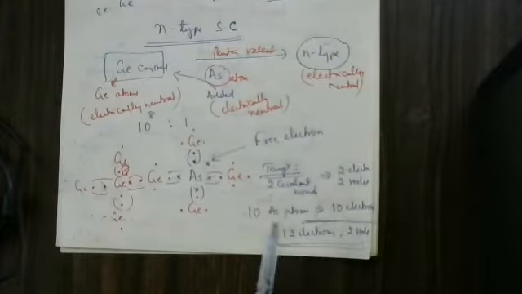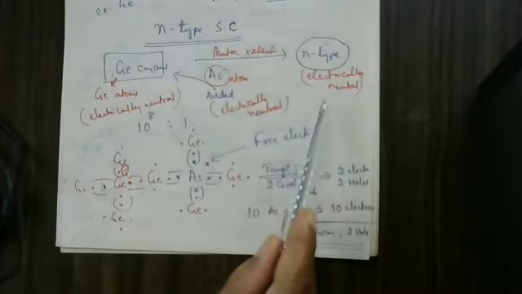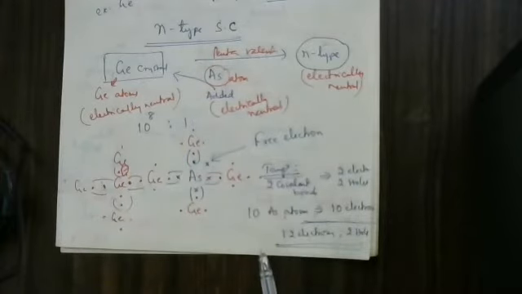If they ask the question, what type of charge does an N-type semiconductor contain, you should not say negative charge, even though the electron number is more, because that electron belongs to the arsenic atom.